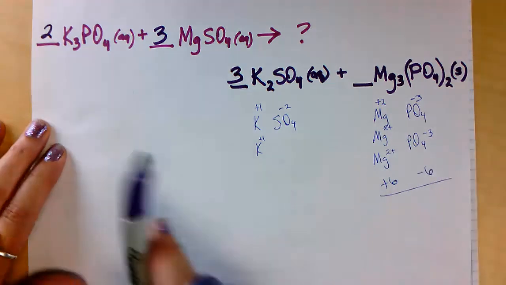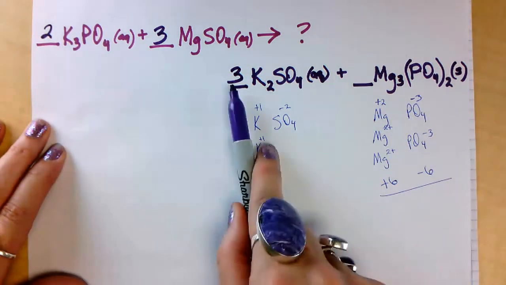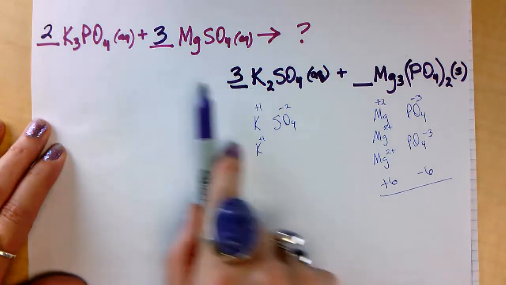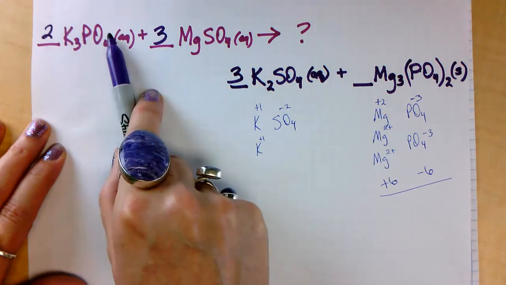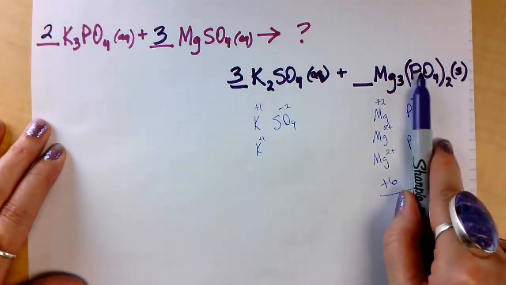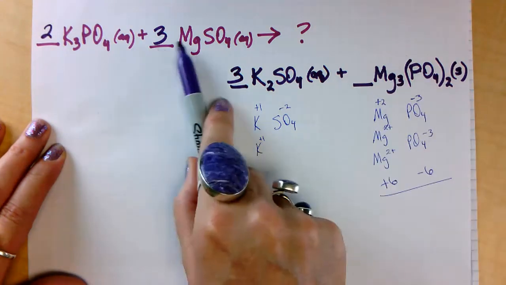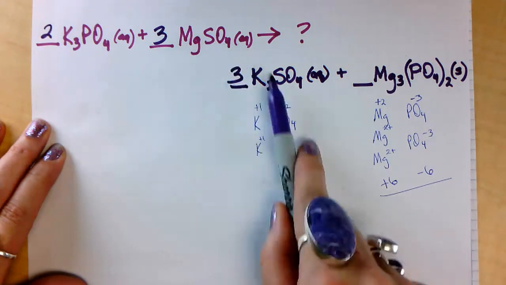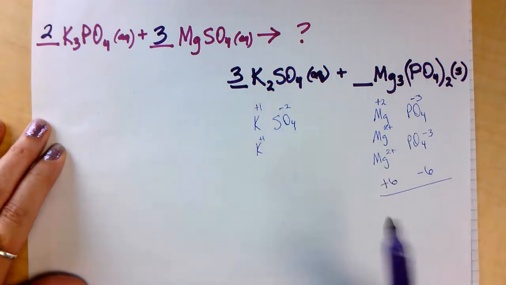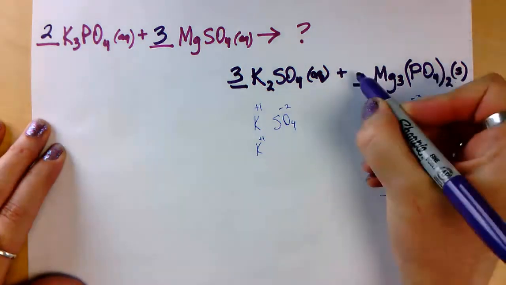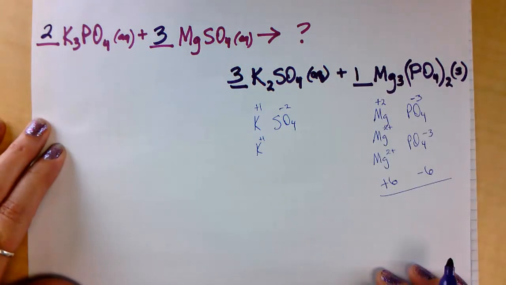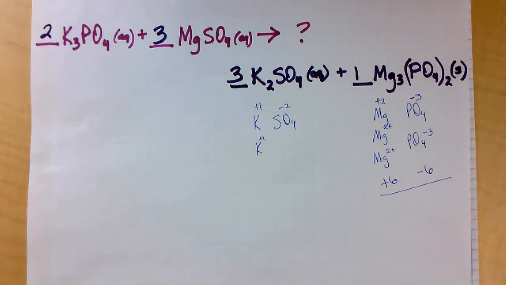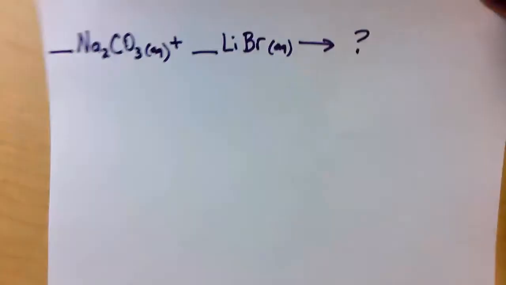Let's double check. 6 Ks, 6 Ks, 2 PO4s, 2 PO4s, 3 Mg's, 3 Mg's, 3 SO4s, 3 SO4s. So I believe this reaction is balanced. The 1 is optional. Very good. I hope you were able to follow along that double replacement reaction. Let's try one more real quick.